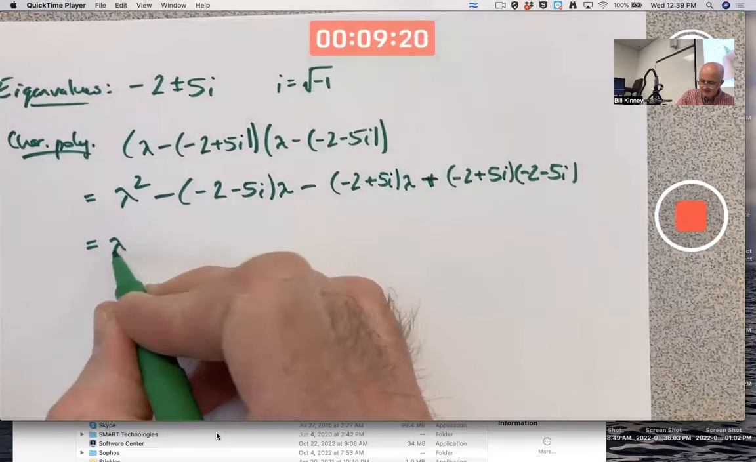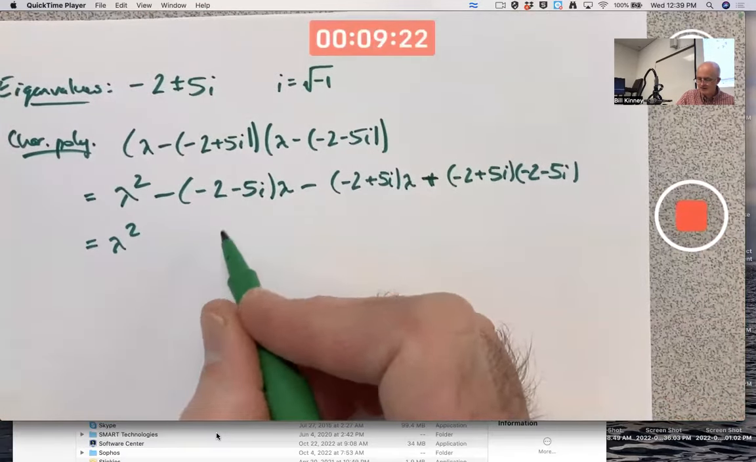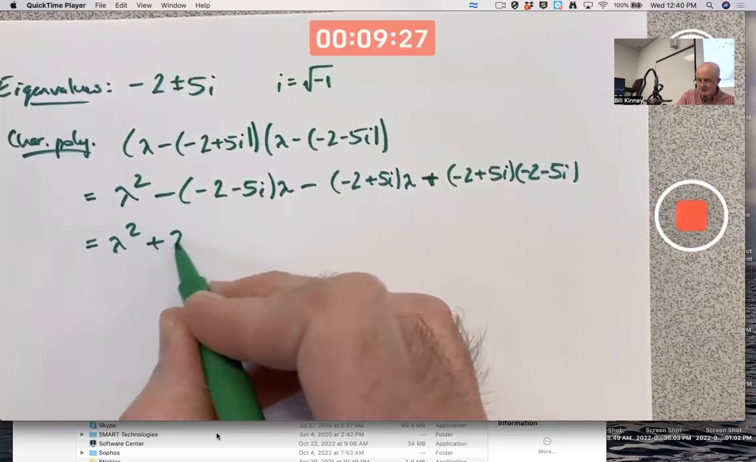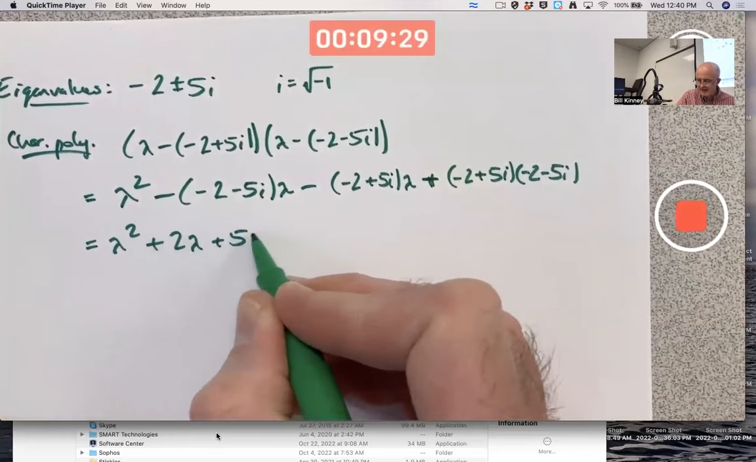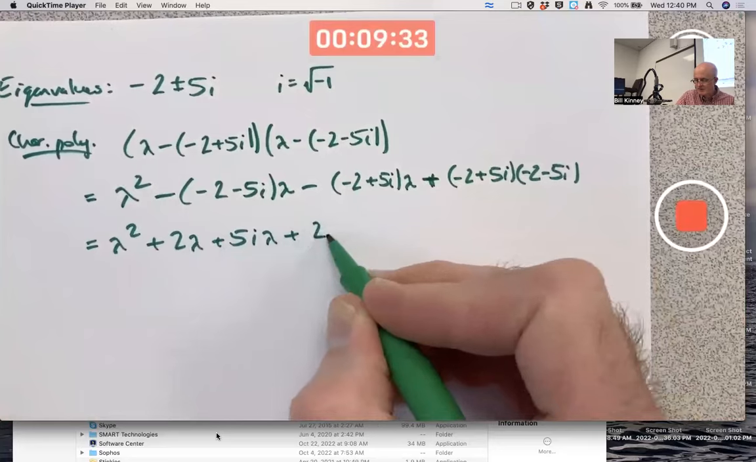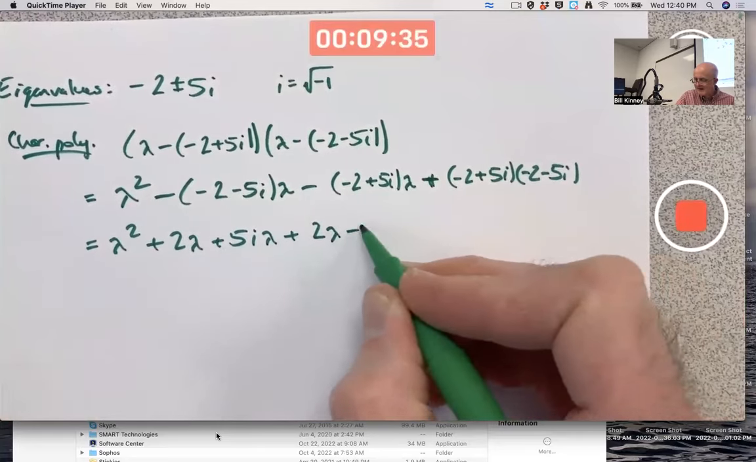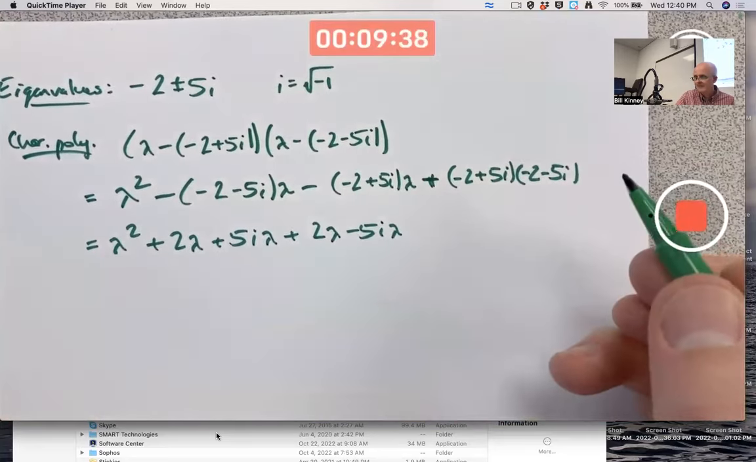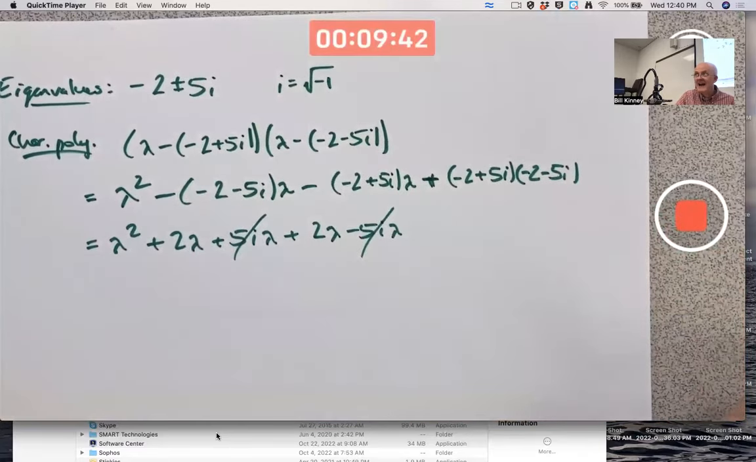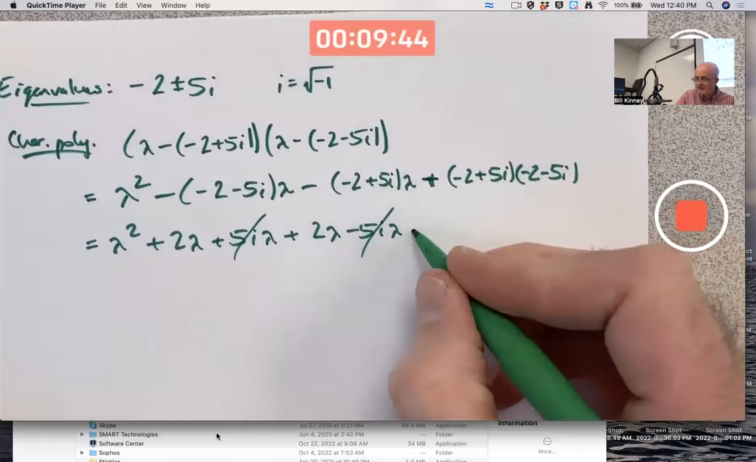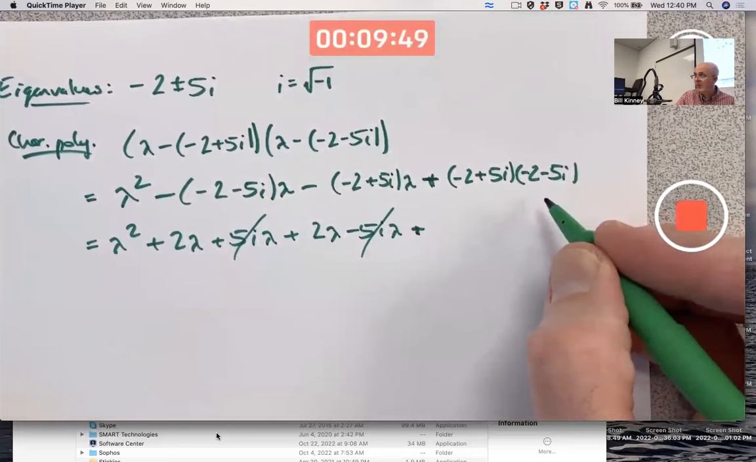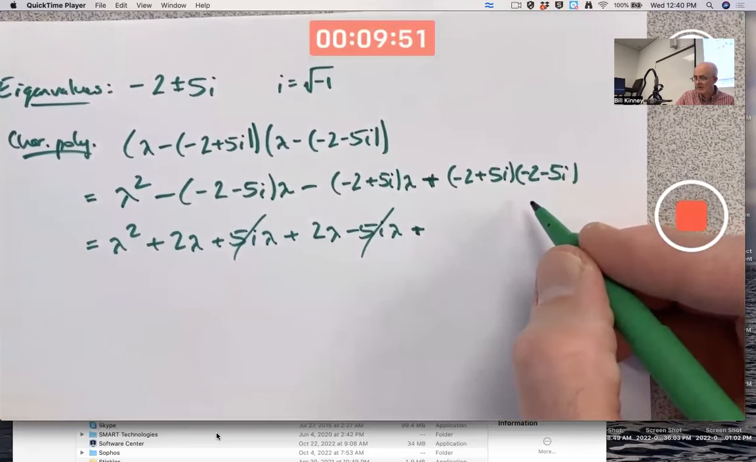Simplify. We get lambda squared, bring this minus sign through, two negatives make a plus, 2 lambda plus 5i lambda. Distribute this minus sign through, I get another plus 2 lambda, then a minus 5i lambda. And those two things will cancel. The i's end up going away here. And then when you multiply a complex number times its complex conjugate by FOILing, the i's also go away.